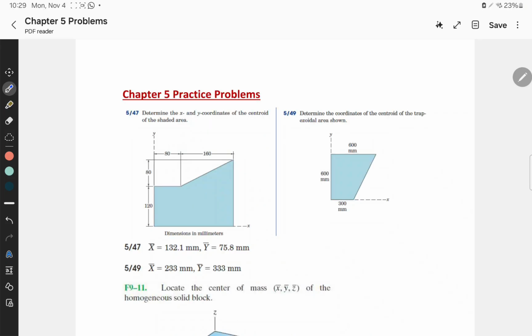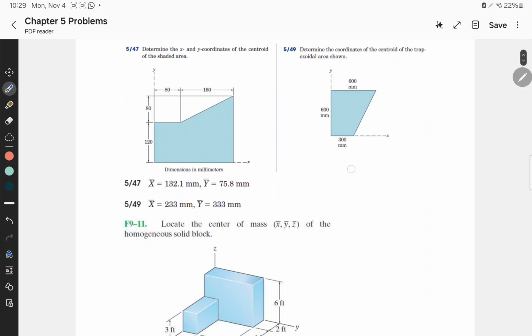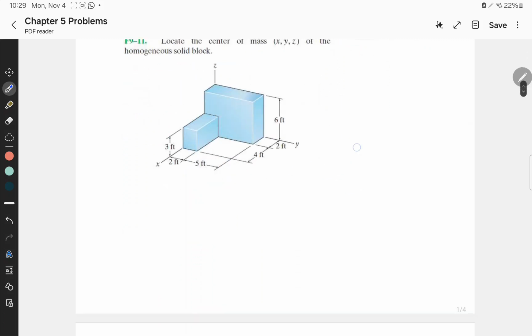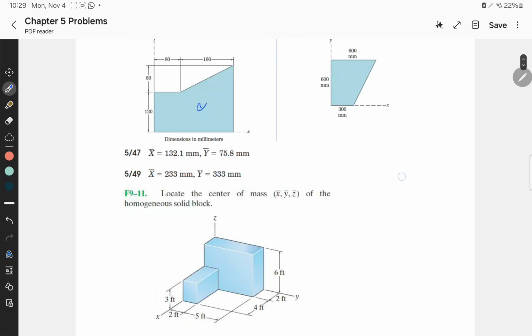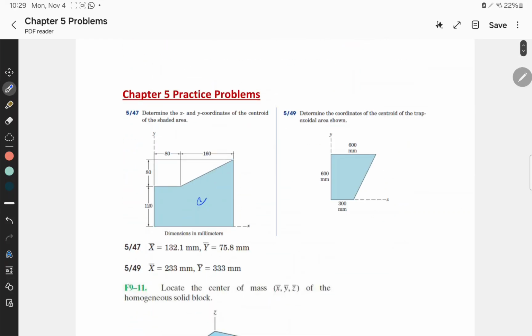Chapter 5, centroids. For centroids, what it basically is, is the center of gravity of the shape. So it's going to be somewhere there. Or we're also going to do 3D.